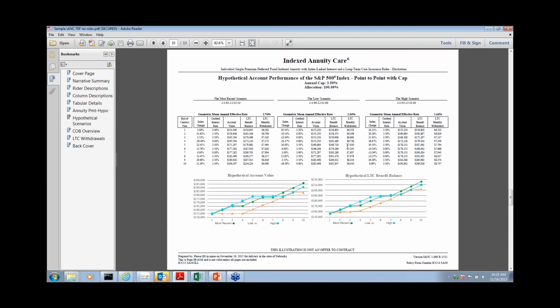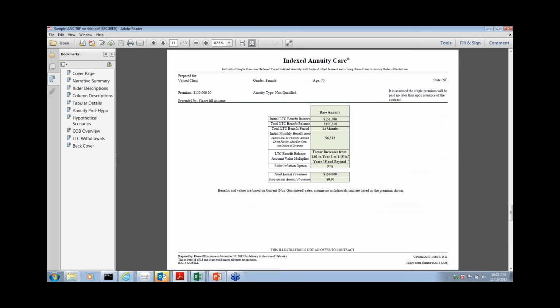That's what that illustration would look like. You have an overview page, which is just the base annuity here. If we had a rider, it would show here. If you don't add one, we don't want you to have to field questions that you're not talking about, so it just looks like this, all right?